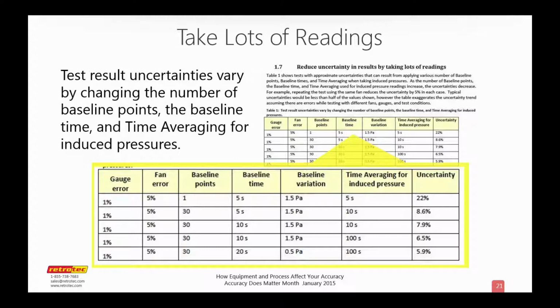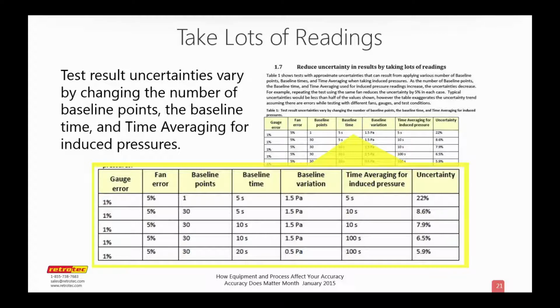So what we're seeing here in this table is the same test run multiple times. And we're seeing how, on this side over here, the percentage of uncertainty actually goes down. It starts at 22% and ends up at about 5.9%.